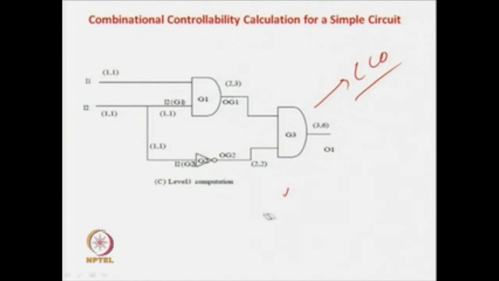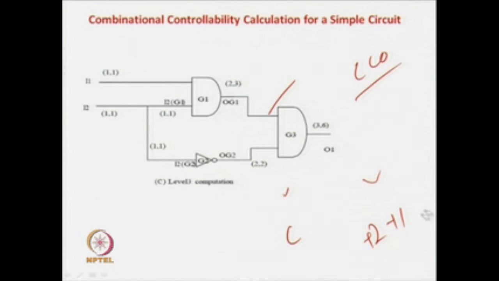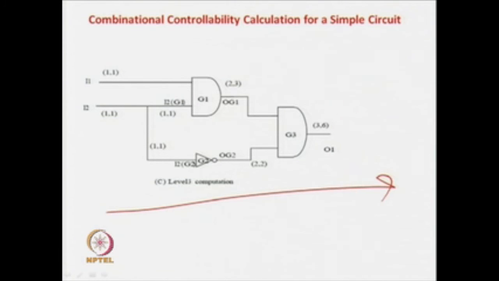Now, say we want to get a 1 at this net. To get a 1 at this net, you have to apply the combinational controllability of 1 here and the combinational controllability of 1 here. So, what is the combinational controllability of 1 at this net? It is 3, and the combinational controllability of the other net is 2. So, it is 3 plus 2 plus 1, it is 6. So, the combinational controllability of 1 at this net is 6. So, this is how we can find out the combinational controllability of the full circuit by traversing from this level to this level.